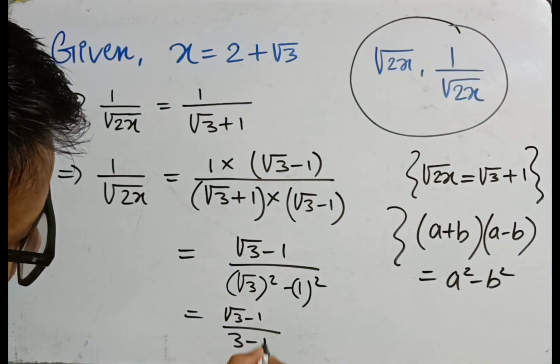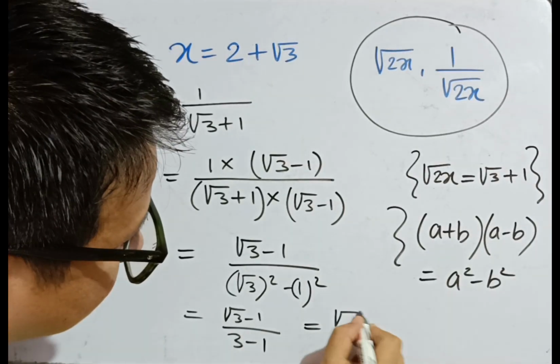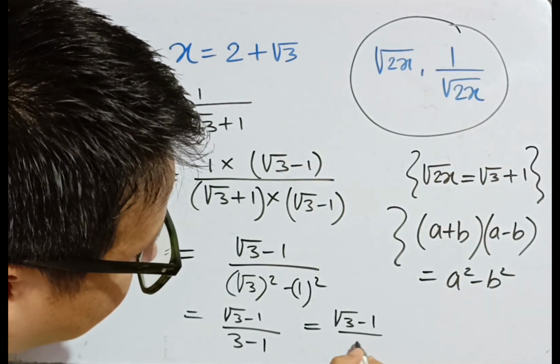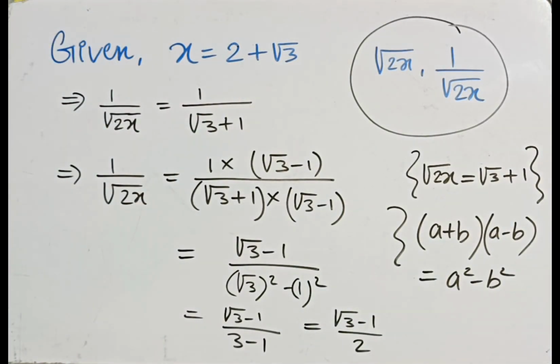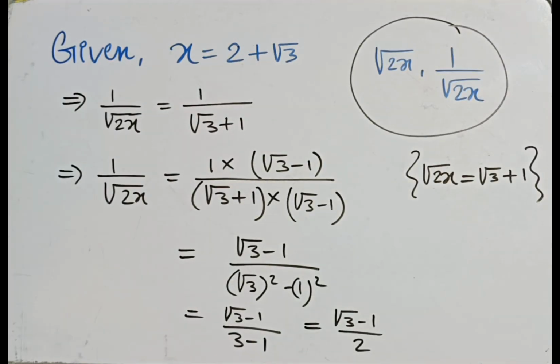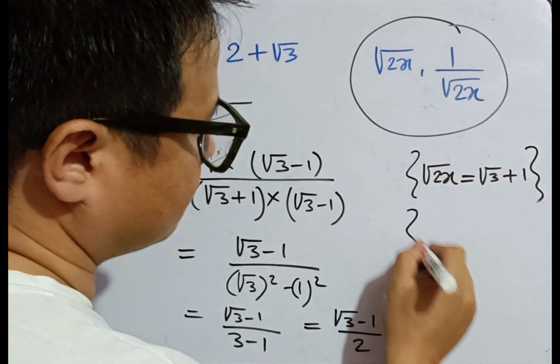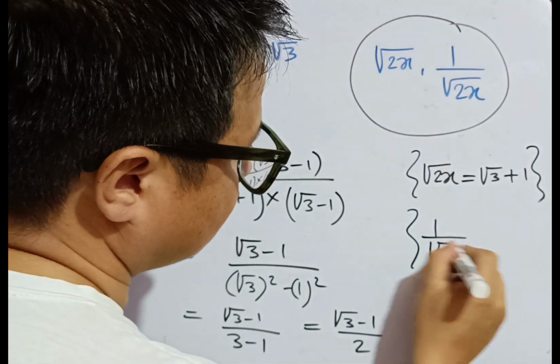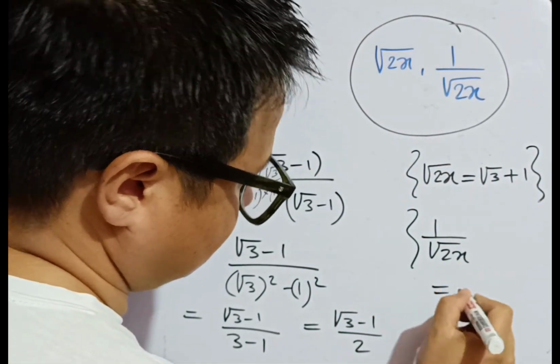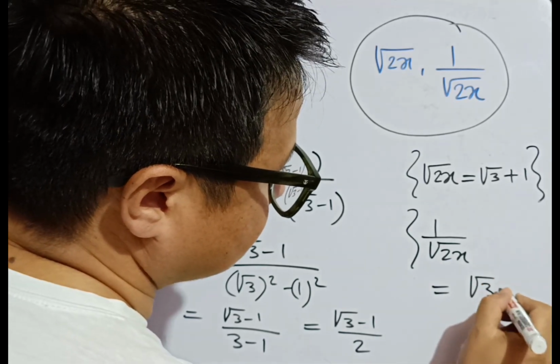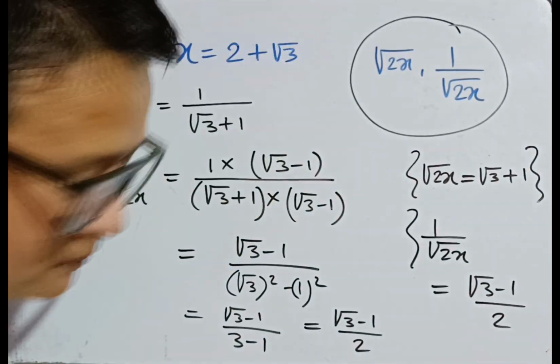Now in the next line, it becomes root 3 minus 1 in the numerator, and in the denominator, root 3 square is 3, minus 1 square is 1. So it is equal to root 3 minus 1, 3 minus 1 is 2. Therefore, the value of 1 upon root 2x is root 3 minus 1 upon 2. Now let us write the value of 1 upon root 2x here. And this is equal to root 3 minus 1 upon 2.